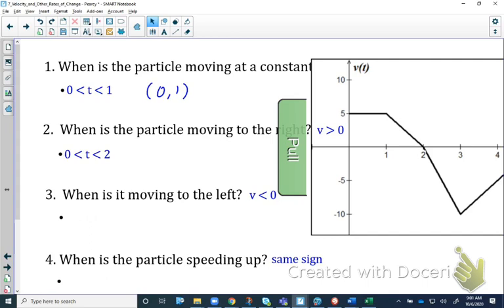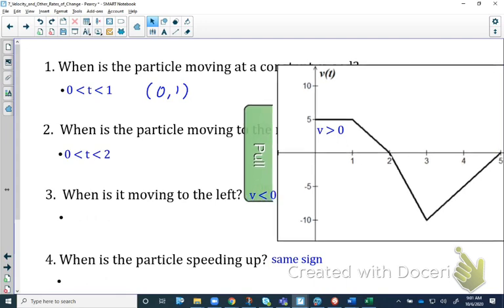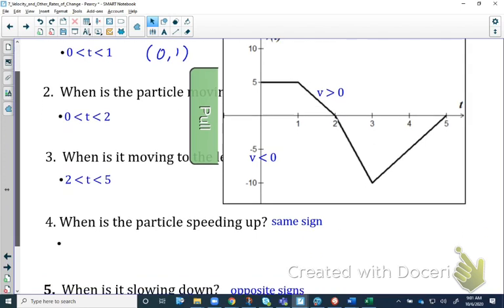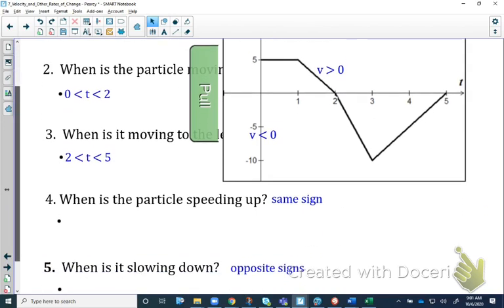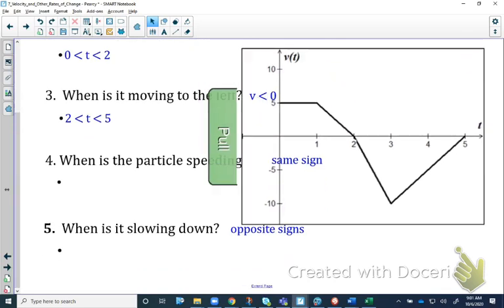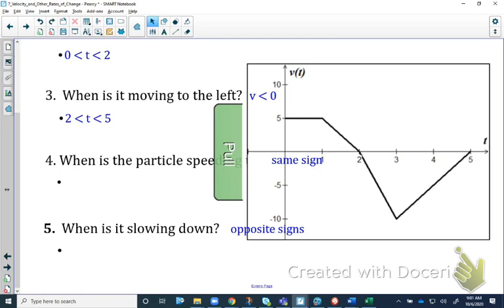When is the velocity, or when is the particle moving to the left? Meaning when is the velocity going to be below 0? Well, you can see that it's going to be below 0 from the time interval from 2 to 5 units, whatever those happen to be. Now, when is the particle speeding up? This is where we're looking at having the same sign for our velocity and our acceleration.